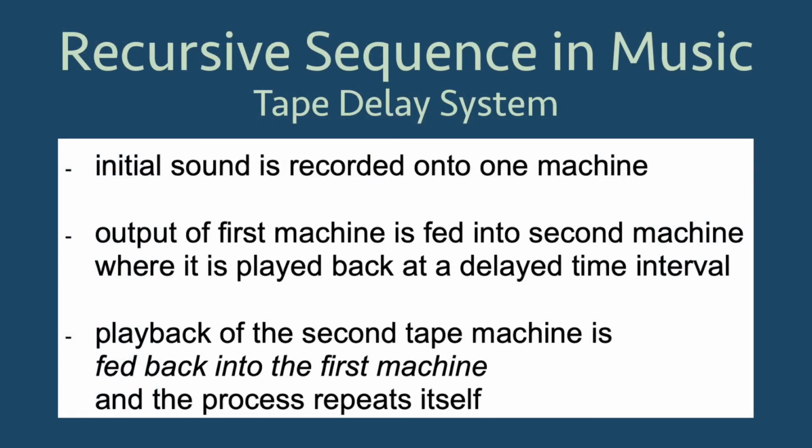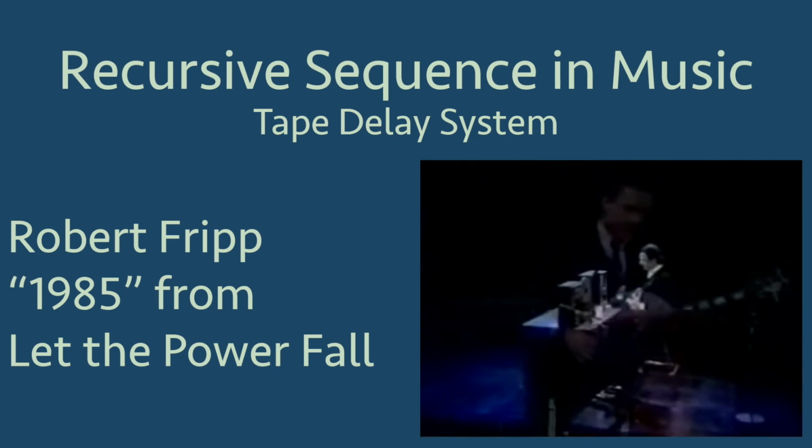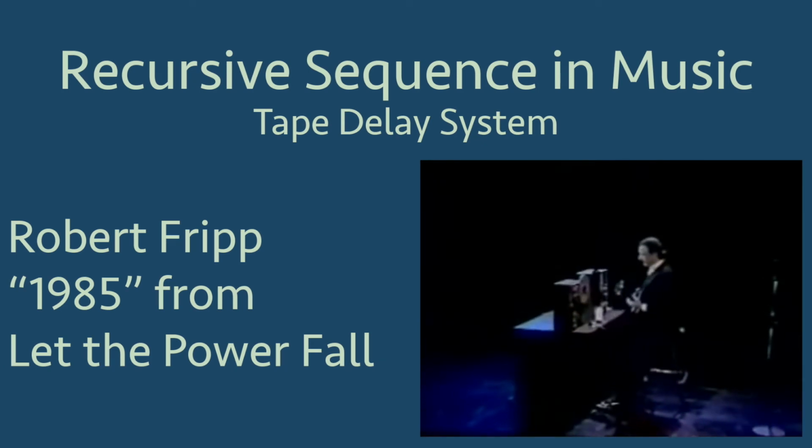In this system, an initial sound is recorded onto tape in one tape machine. The output of this first machine is fed into a second tape machine, where it is played back after the initial sound at a delayed time interval. The playback of the second tape machine is fed back into the first machine, where it is recorded and heard, and the process repeats itself. This sort of system has been used in many recordings. Here's an audio example.